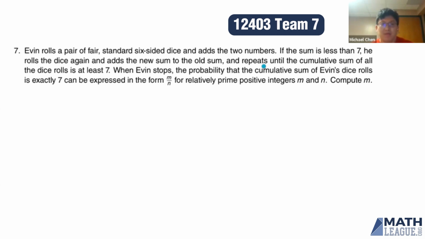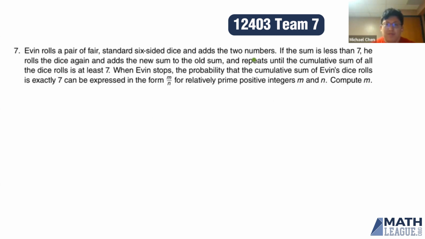Evan rolls a pair of fair, standard 6-sided dice and adds the two numbers. If the sum is less than 7, he rolls the dice again and adds the new sum to the old sum, and repeats until the cumulative sum of all the dice rolls is at least 7. When Evan stops, the probability that the cumulative sum of Evan's dice rolls is exactly 7 can be expressed in the form m over n for relatively prime positive integers m and n. We want to compute m.